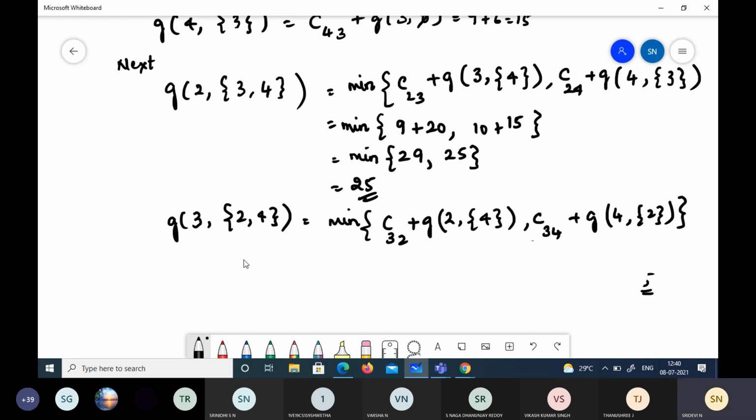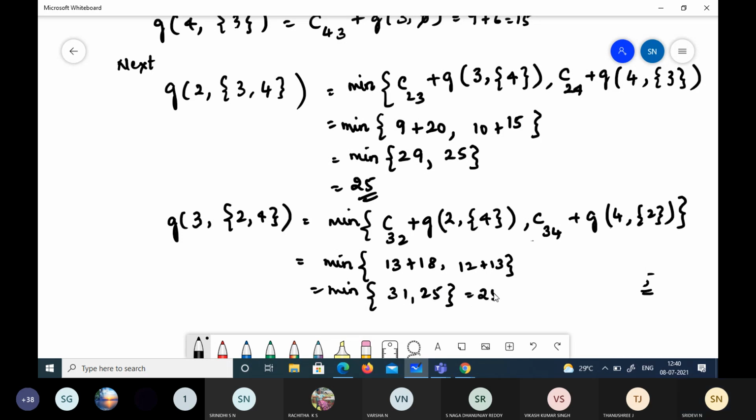So if we calculate this value, 3 to 2, what is the value? 13 plus 8. And here, 12 plus 13. So this again will be minimum of 31 and 25, which is 25.